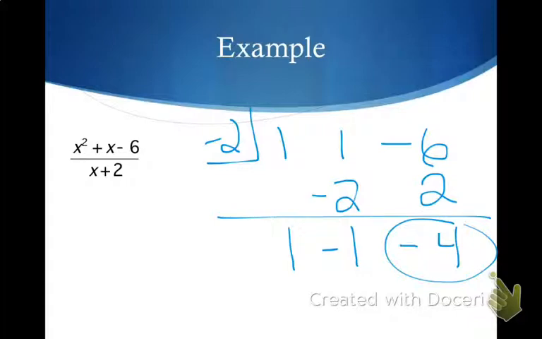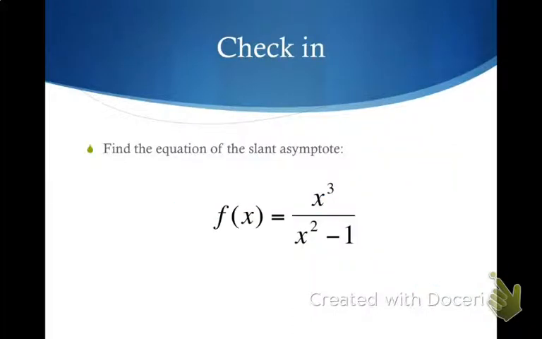So for the slant asymptote, it will be y equals x minus 1. Because we had an x squared, we drop down to the next degree, and then this becomes the equation of the slant asymptote. And last quiz question for you, find the equation of this slant asymptote.